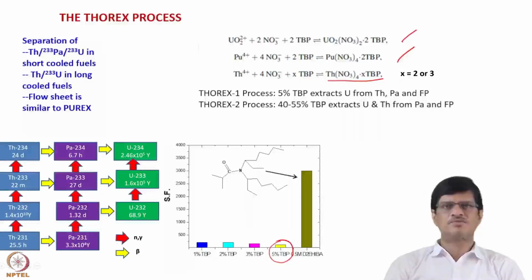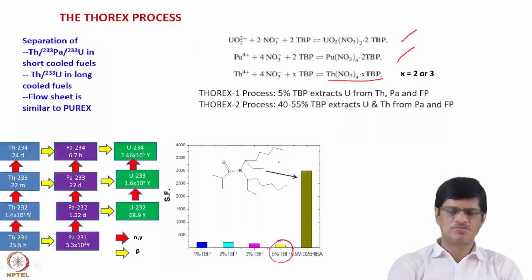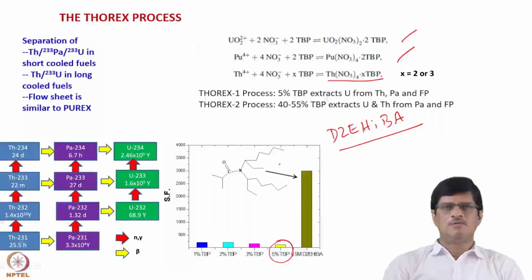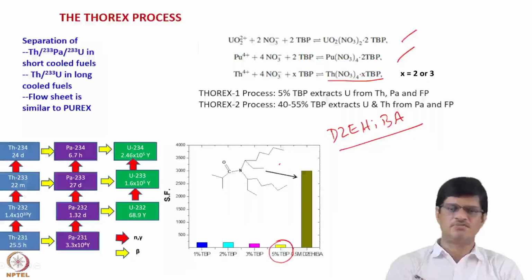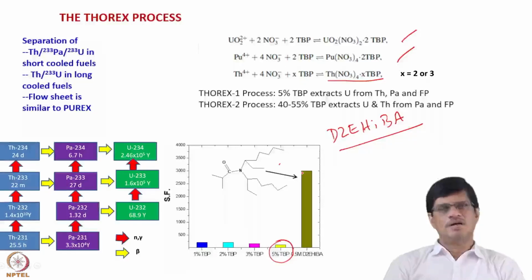On the other hand, one of these dialkyl amides, a branched dialkyl amide whose structure is given here, is termed di-2-ethyl hexyl isobutyramide, or DEHiBA. This gives a very favorable separation factor for uranium 6 plus vis-a-vis thorium 4 plus, and you get a separation factor in excess of 3000 as shown in this figure. This suggests that these branched dialkyl amides can be used for the Thorex process as well.